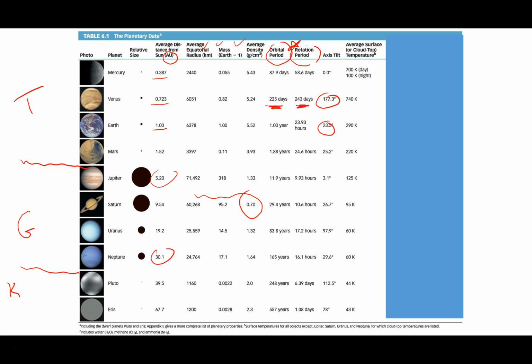This one is how cold is it there? So what do you think? It is as you kind of think. The closer it is to the sun, then the hotter the temperatures are. But we have a little bit of an anomaly here. Venus. So Venus is a little bit hotter than Mercury.